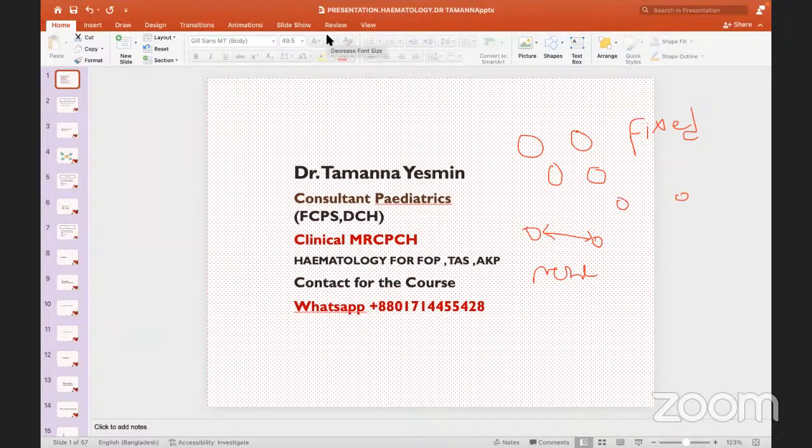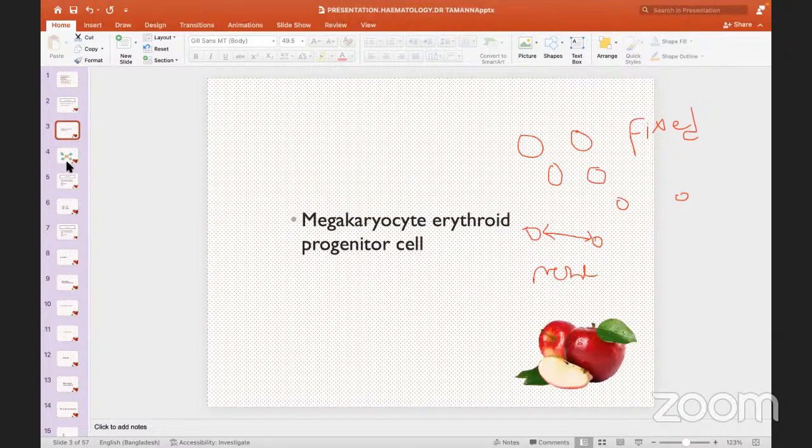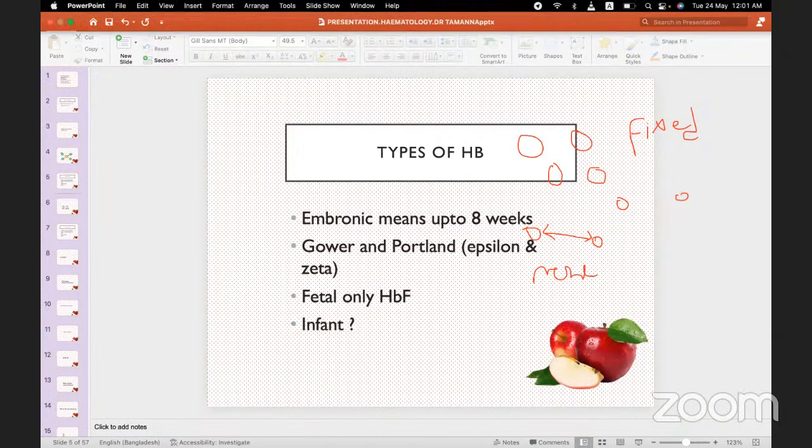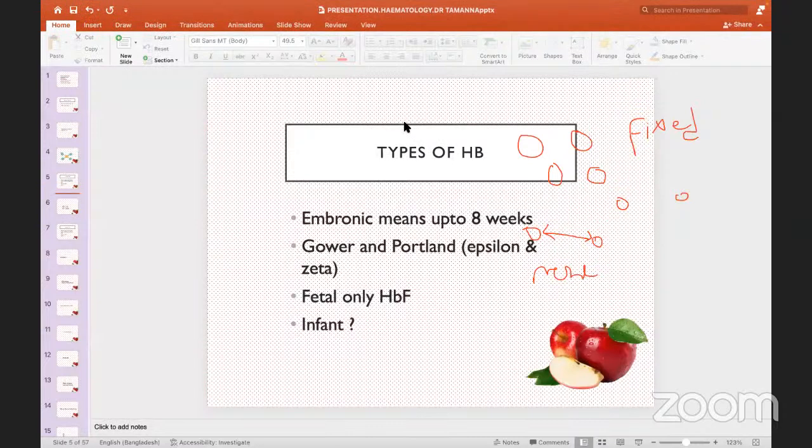Any more questions? Thank you, Dr. Sadia. Nicely explained. Thank you. Any more? If you want to know any question related to TOS, FOB, AKP, hematology is the most important chapter after CVS and after neurology and after gastroenterology. I must say this is the fourth important chapter. CVS, then neuro are the most two important chapters.